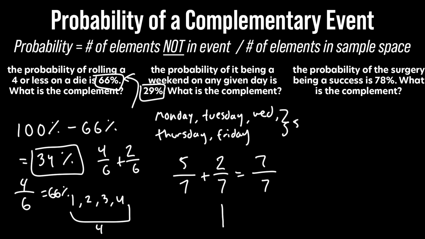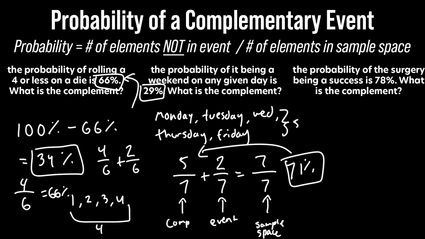So here is the event, the normal event, and here's the complement. And added together, we get the sample space. So our answer for this problem is going to be the complement, 5 out of 7. This is simply going to be 100% minus 29, as we know. And 100 minus 29 is going to be 71. So the answer for this one is going to be 71%, also equal to 5/7.